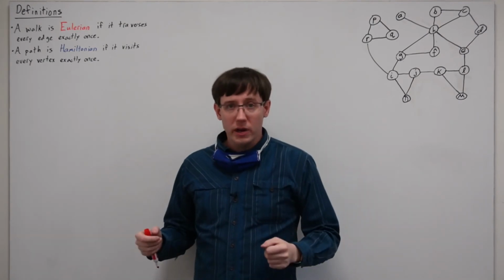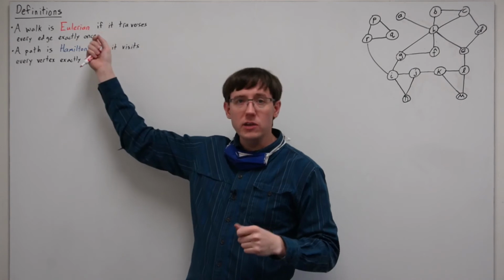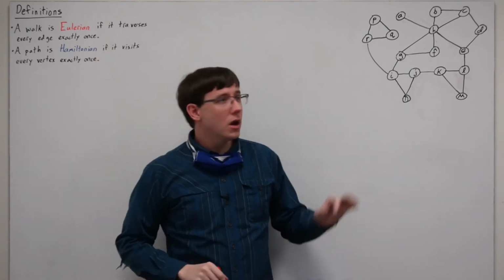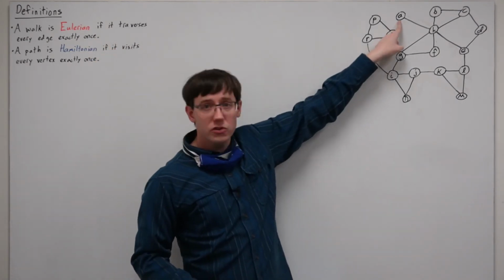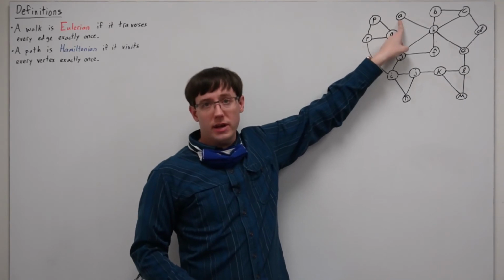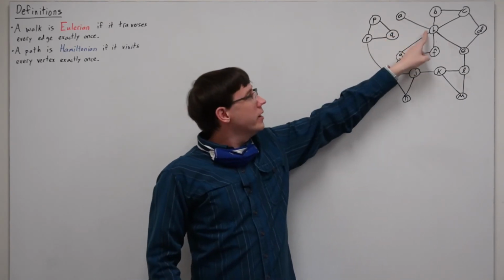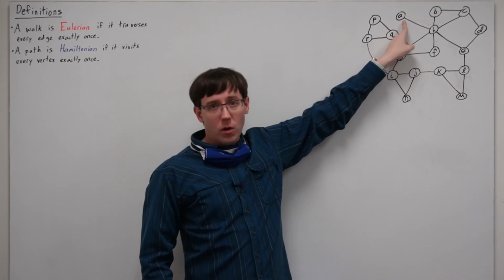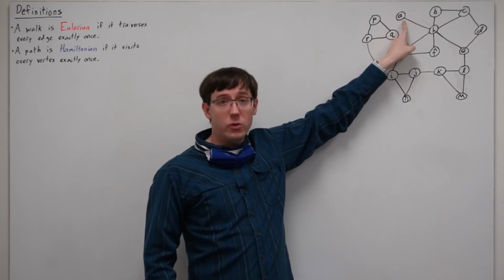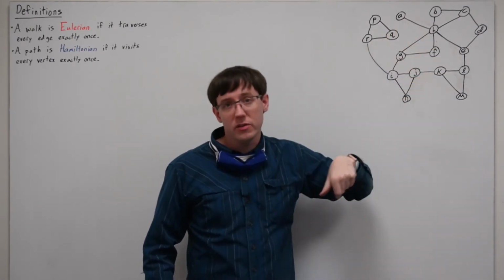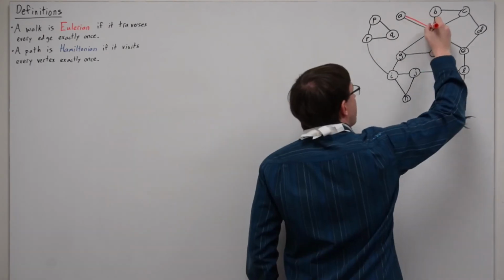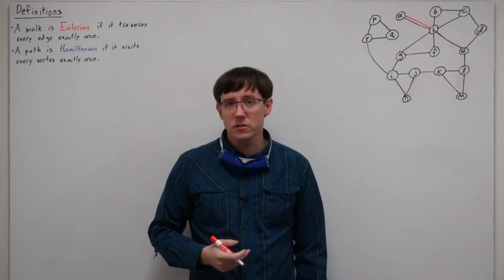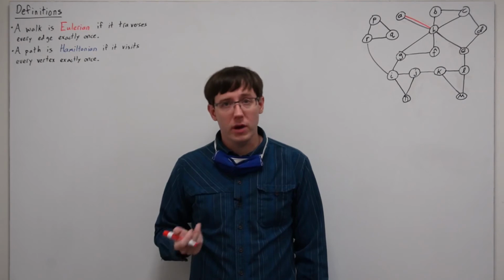For an Eulerian walk, since we're trying to traverse each edge exactly once, we're going to need to either start or end at vertex A. Because if we try to visit it in the middle of our walk, clearly there's no way to get back out without reusing the same edge. From here we have several choices, but let's just arbitrarily try one of them.